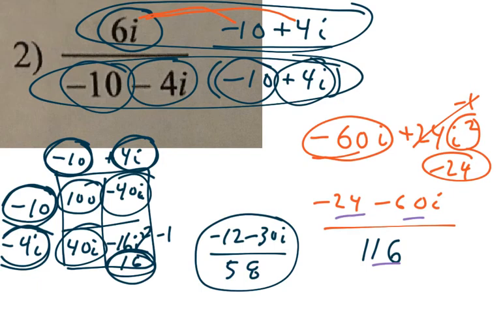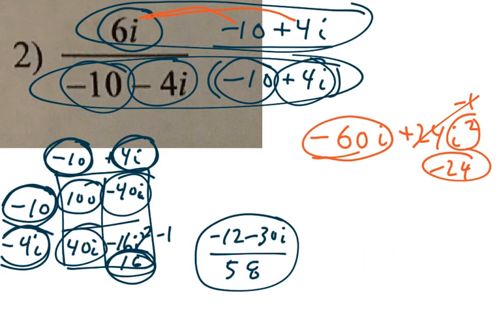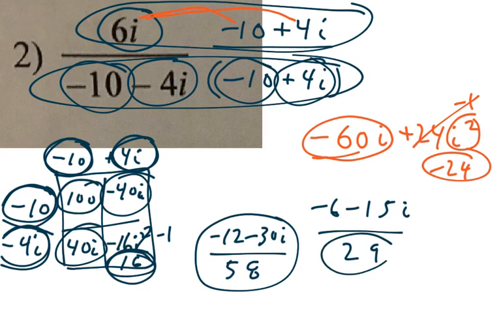If it's okay, guys, I'm going to erase my original answer over here. If you missed it, just rewind and go back, please. So I'm going to keep simplifying. How about we just divide by 2 again? So negative 6 minus 15i over 29. Now 29 is prime, guys, so we're done.